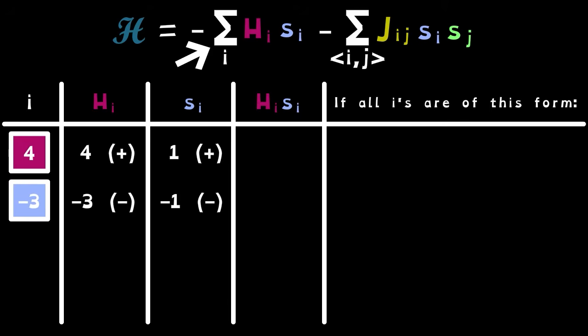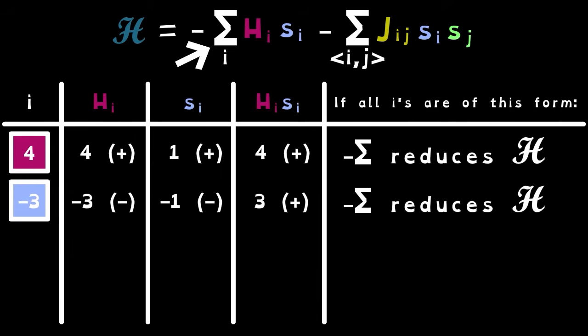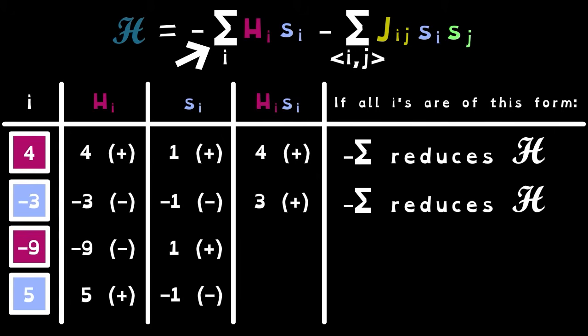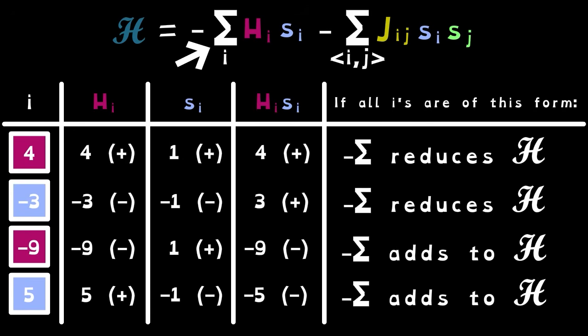If H_i and S_i have the same sign, that is, the atom has the same spin as the external magnetic field, then this sum becomes negative and thus reduces the energy of the Hamiltonian. Likewise, if they have different signs, then the negative on the inside cancels with the negative on the outside, which leaves a positive sum, which adds to the total energy.